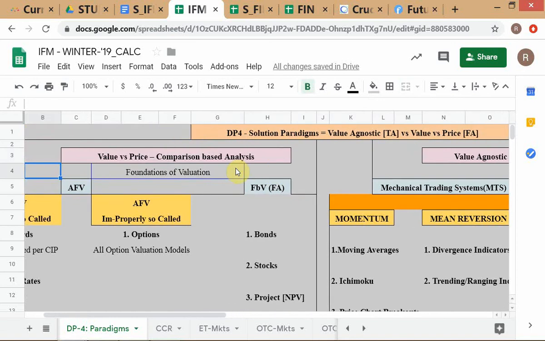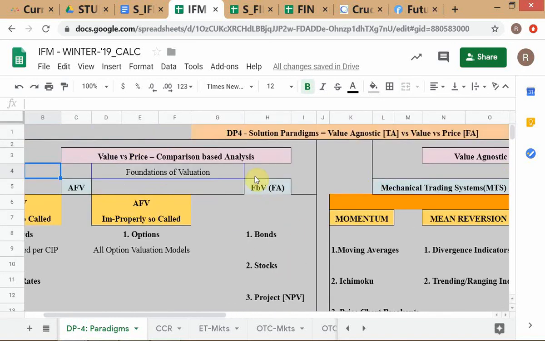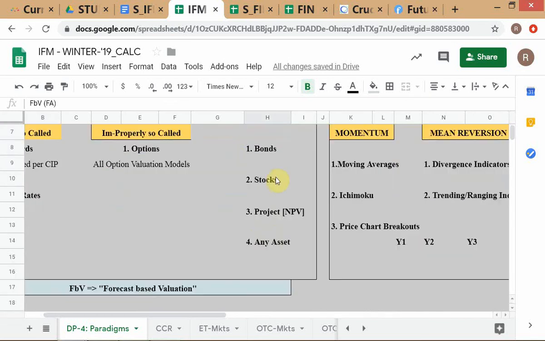So therefore, coming back to this, understand that all your NPV, everything falls under this. Why do we call it forecast based valuation? Because these are all based on forecasts. Stocks, you're forecasting the returns and discounting them. So everything is a forecast: project NPV, IRR. I have not written the IRR part here. IRR should also be written here. Maybe we can just write it here.